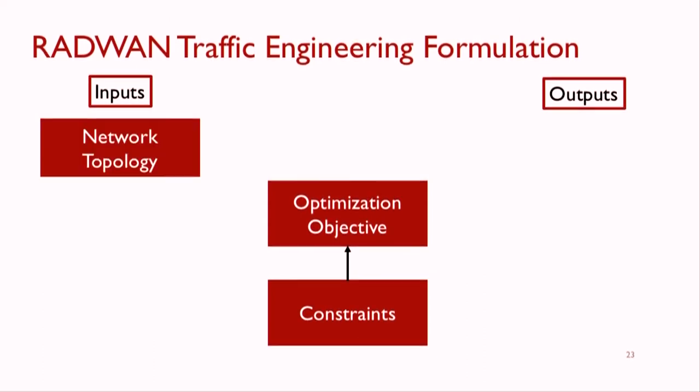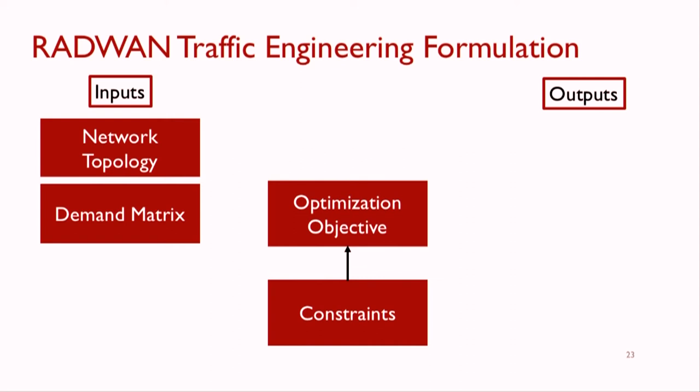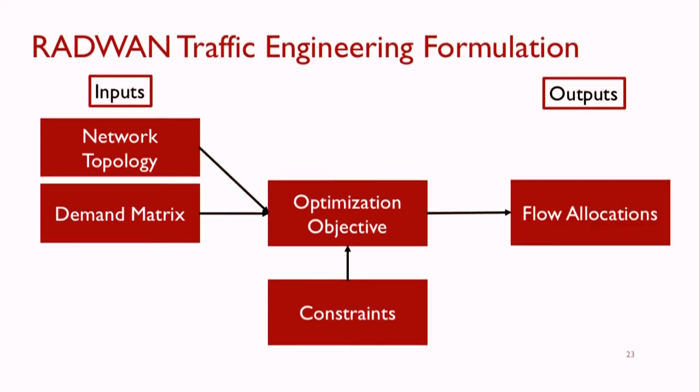Everything that I'm telling you now is stuff that traffic engineering controllers already do. They take as input the network topology, which is which data center is connected to whom, what MPLS tunnels do I have available in the network, and so on. It also takes as input the demand matrix, which is between a source and destination data center, how much flow needs to be routed. And then these go as an input to the optimization objective, and out come the flow allocations, which is basically how much flow needs to be routed along which MPLS tunnel in the network.